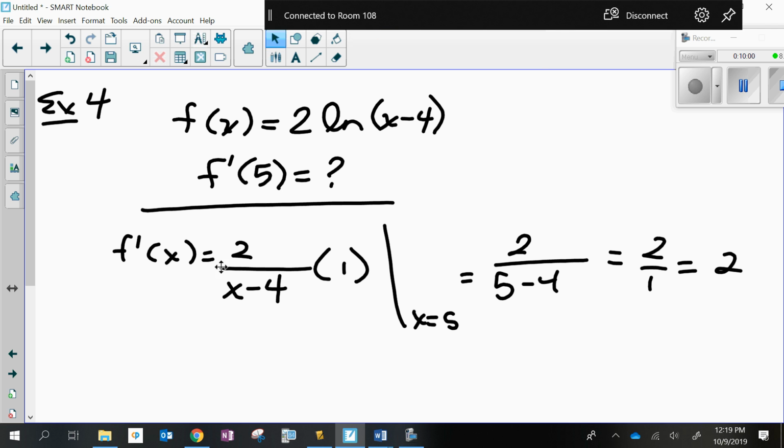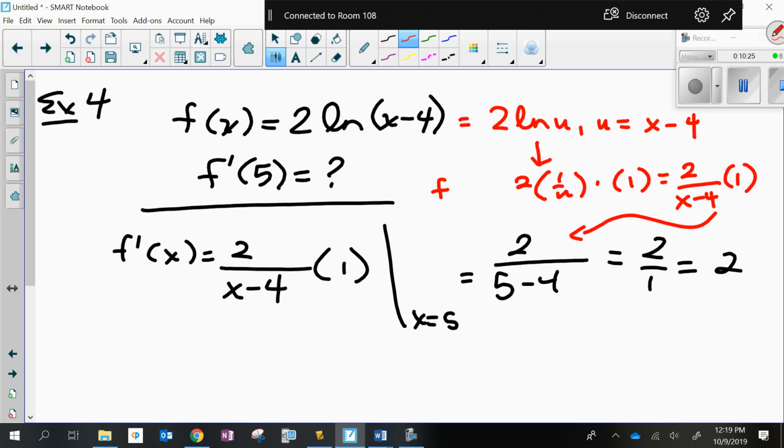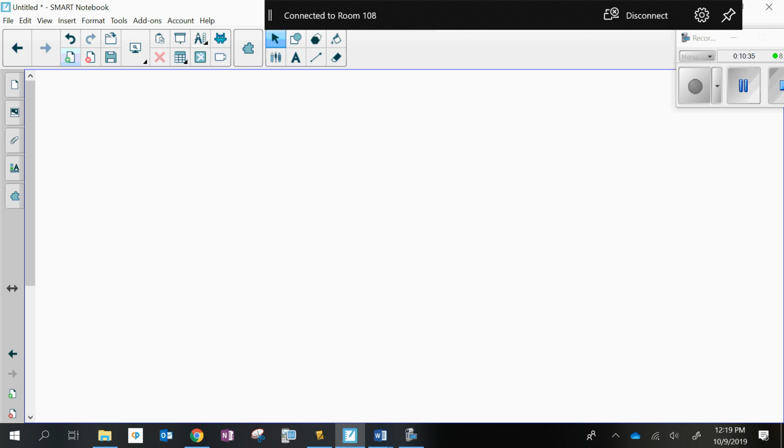If you're doing u, it would look like what? f of x is 2 ln of u, where u is x minus 4. So that's 2, 1 over u times 1, and then you plug in. She's all good. All right. Good job.